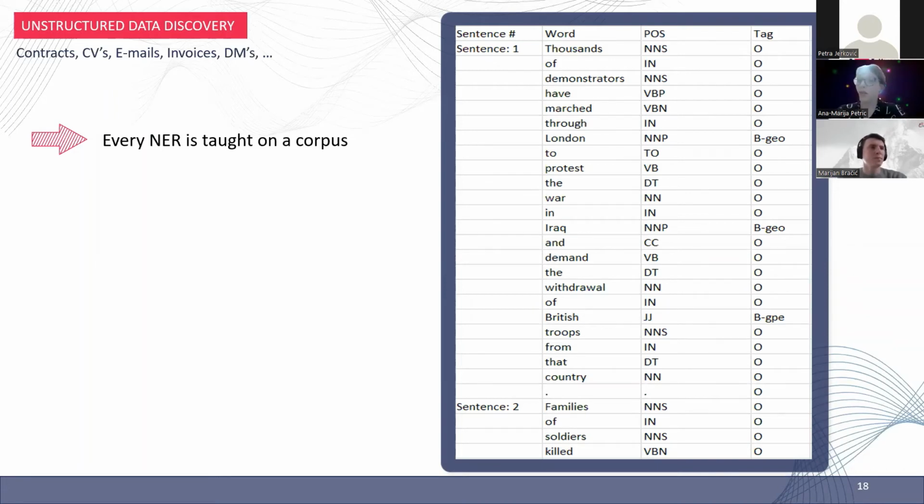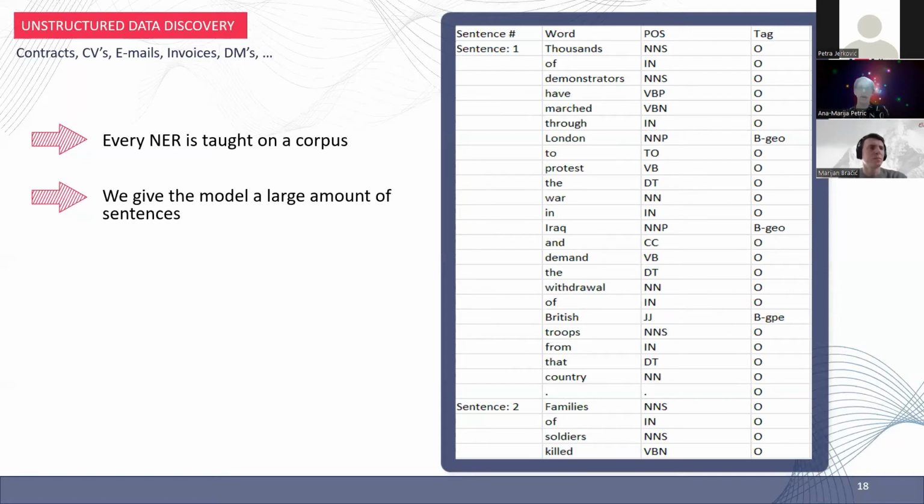So what is the prerequisite to be able to do the unstructured data discovery? Here on the right-hand side, you can see something that might be unintelligible to you. But this is actually how all of the machine learning models are taught. This is called a corpus. What we do here is we give our model a really large amount of sentences, where we expose it to a large amount of different words and contexts, etc.